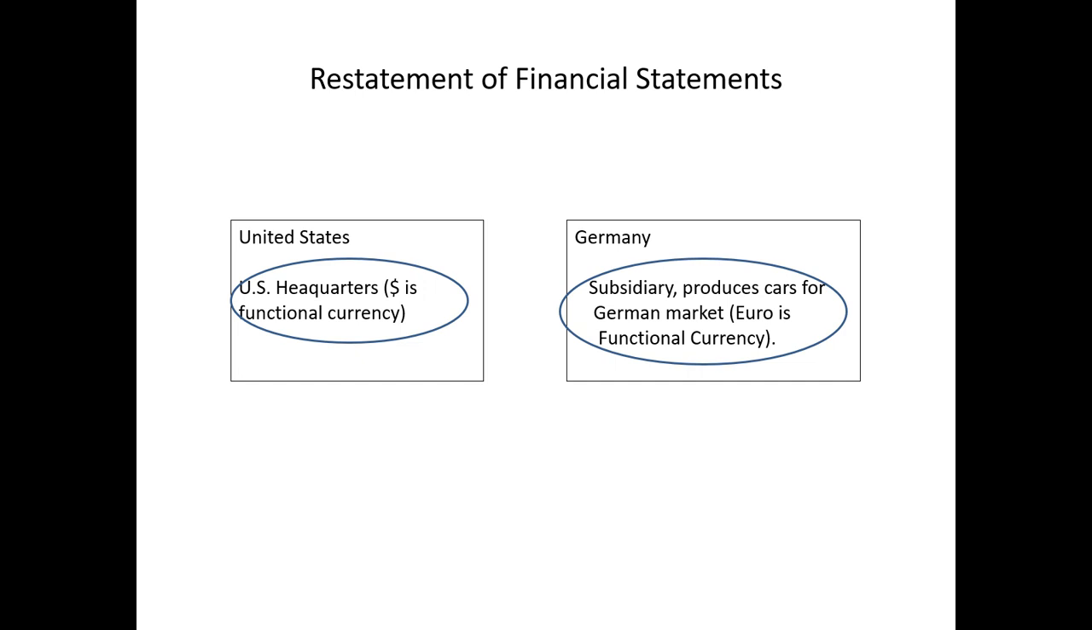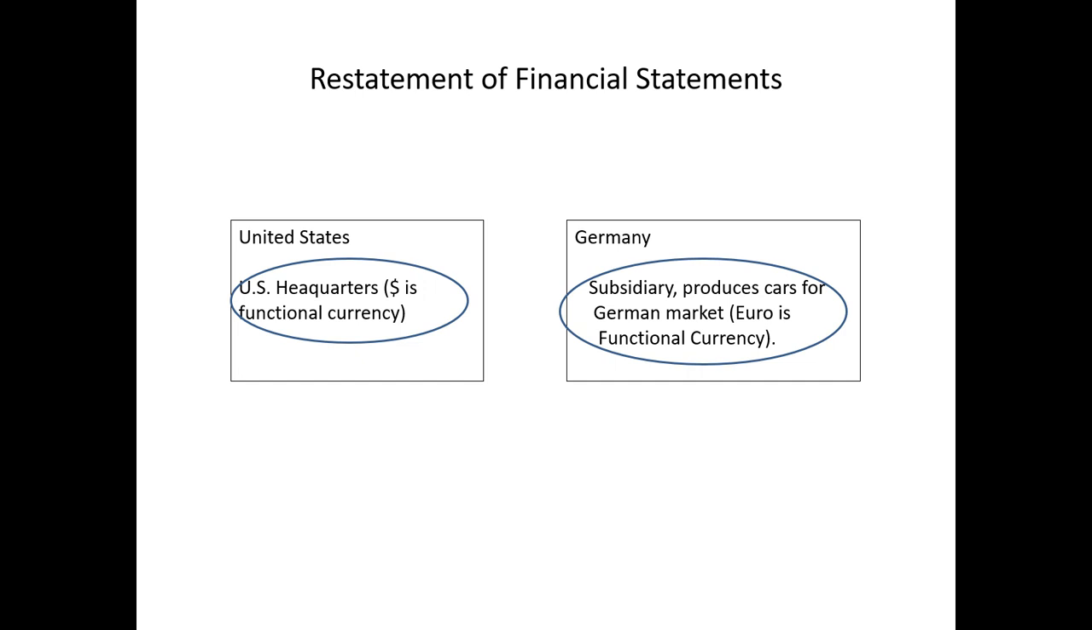Now, notice what I'm saying by having these two in different blocks here. I'm saying in the United States you have a U.S. parent. It's probably got some factories in the United States, and its functional currency would be the U.S. dollar. The subsidiary, if it produces cars in Germany for Germany, and for export to other European countries in the European Union, the euro would be its functional currency. That means you would have factories in Germany.